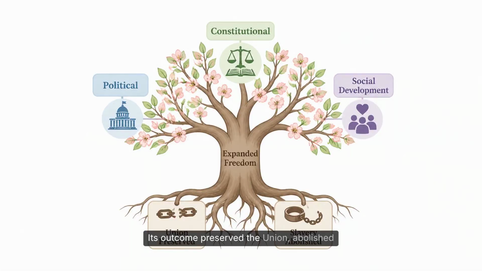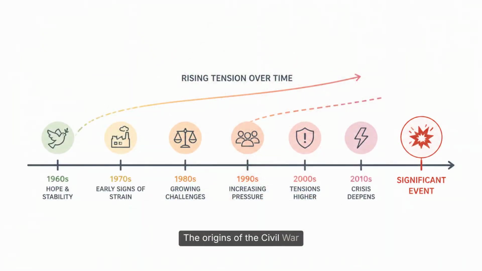Its outcome preserved the Union, abolished slavery, expanded the meaning of American freedom, and profoundly transformed the country's political, constitutional, and social development. The origins of the Civil War developed over several decades.